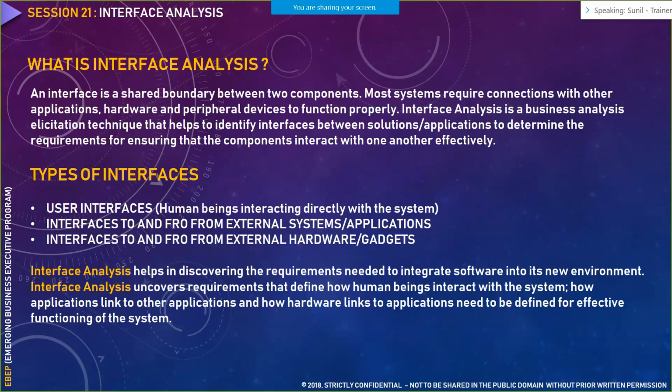Now, what are these external hardware and gadgets? For example, you are going for Sunday shopping in your local area. You purchase something and you swipe your card. When you swipe your card, the device that is capturing the debit details of your bank account is your POS terminal, the point of sale terminal. That device is a hardware device. It's not a software device. The hardware is capturing the information.